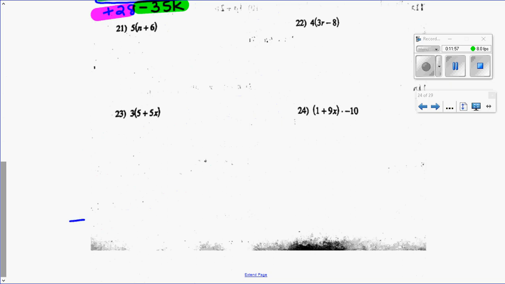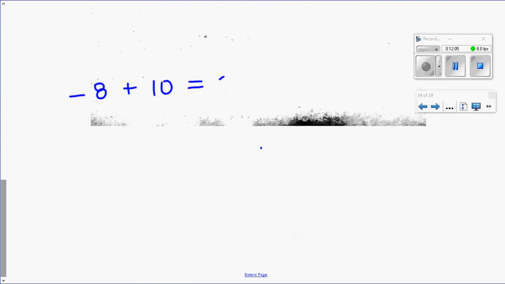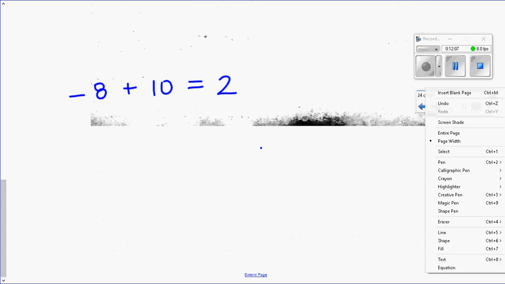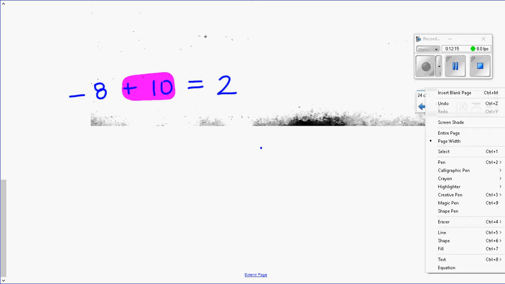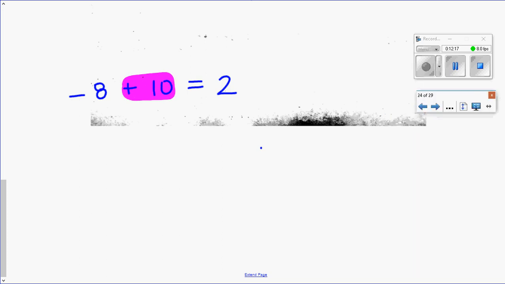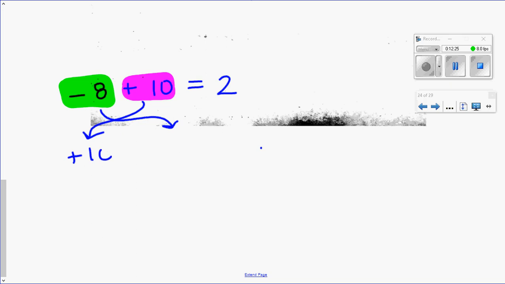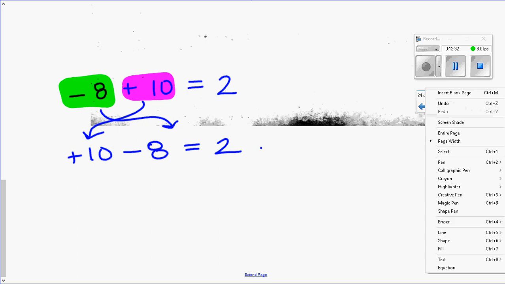So you know what negative 8 plus 10 is. Yes? Think about it. It is positive 2. Okay, what if I switched them? What if I said that I want the positive 10 to be first, and I want the negative 8 to be second? Okay, so I'm just going to write the positive 10 first, the negative 8 second. What is positive 10 minus 8? It is definitely 2. Okay, so I just want you to kind of see a little visual on that.